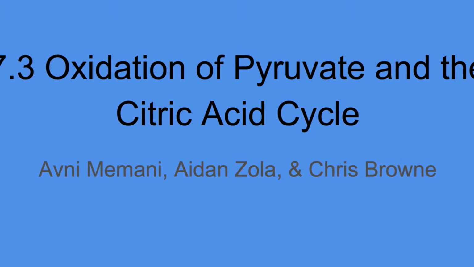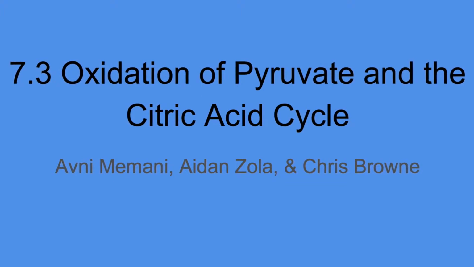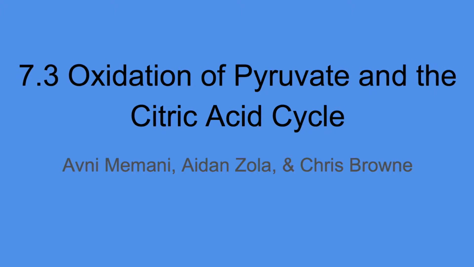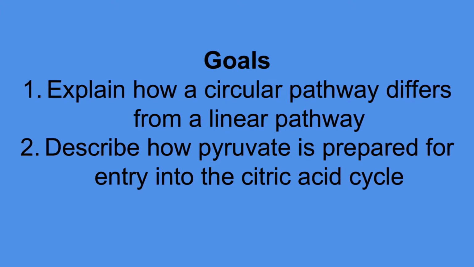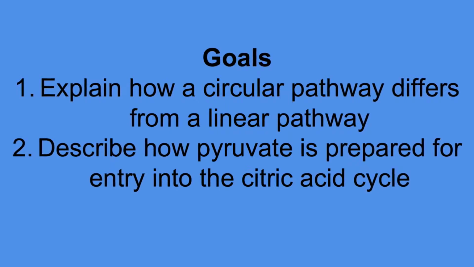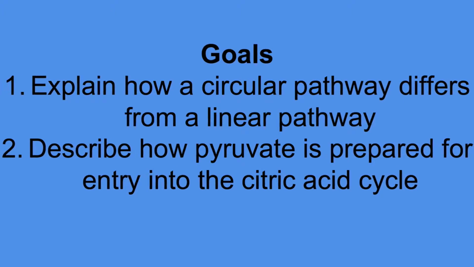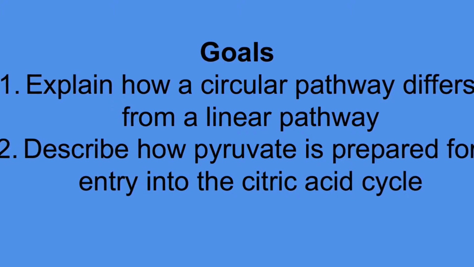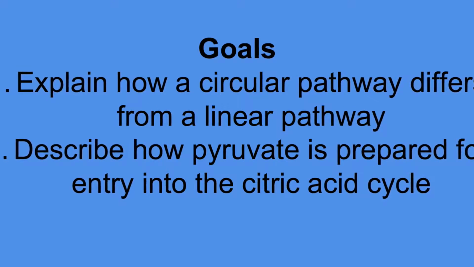All right, this is section 7.3, the oxidation of pyruvate and the citric acid cycle. We have two goals. One, explain how a circular pathway, such as the citric acid cycle, fundamentally differs from a linear pathway, such as glycolysis. And two, describe how pyruvate, the product of glycolysis, is prepared for entry into the citric acid cycle.